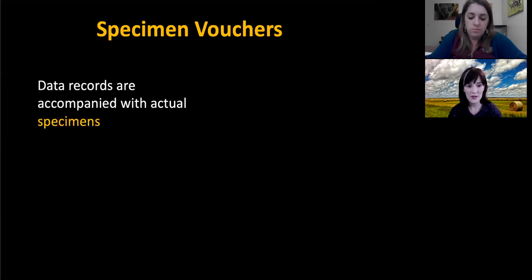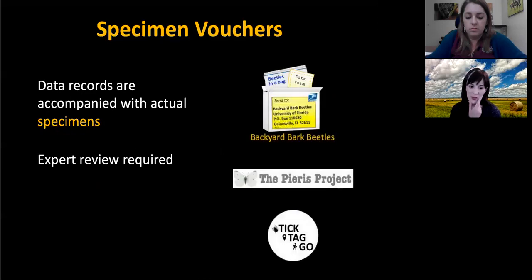Another way to validate or verify, if you will, data that's turned in would be specimen vouchers. This is where the data records are accompanied with actual specimens. So again, that expert review is required. Those specimens are getting sent to somebody. And some examples of projects that do that would be the University of Florida's Backyard Bark Beetles.